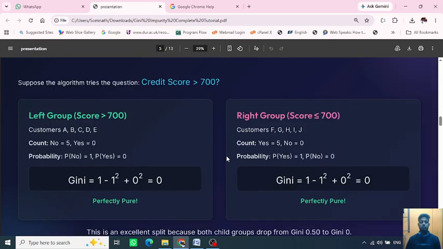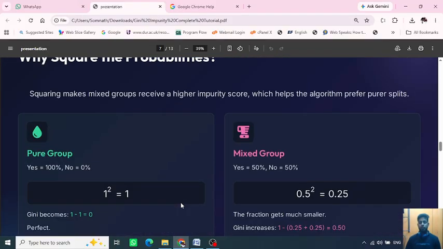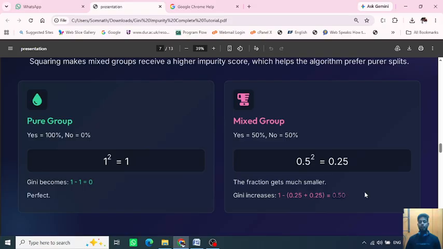If the impurity is 0, that means it seems like the group is perfectly pure. But if we square the probabilities, it gives 0.5. That indicates that it is highly mixed. So that's why we're squaring, to reduce the value much smaller, from 0.5 to 0.25, right?